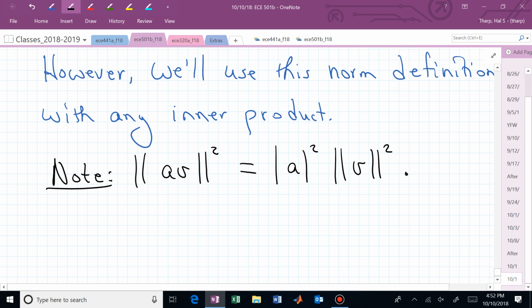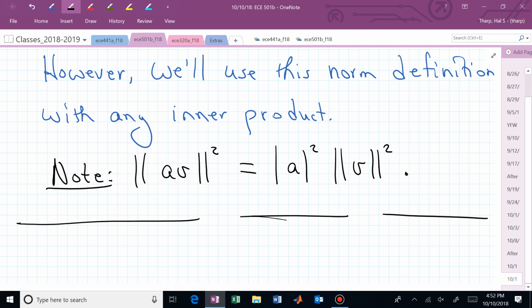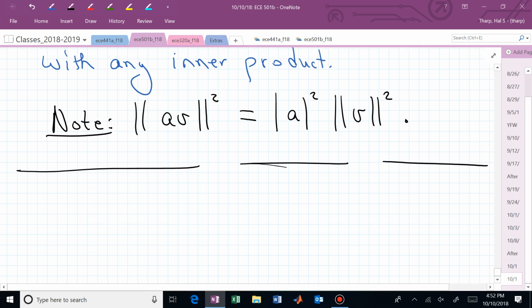So with that definition of the norm, if you want to scale something and look at its norm squared, you simply scale the vector's norm squared by the absolute value of the scalar squared. All right, now we're ready to play with orthogonality. Again, you might look at what that has to do with the Supreme Court after class. It's in your book.